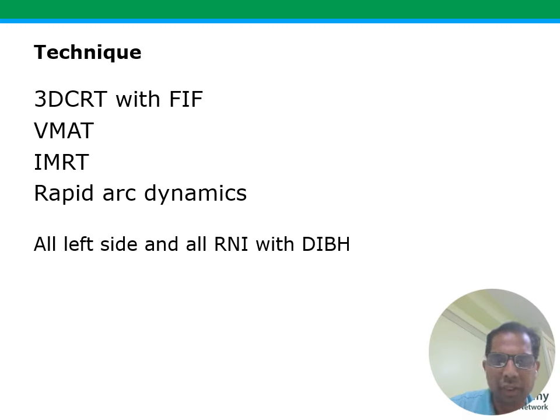Technique could be 3D conformal radiation therapy with field within the field, VMAT, IMRT, or RapidArc dynamics. Some of the quality metrics are more relevant to VMAT, IMRT, or RapidArc dynamics, but irrespective, they could be used for any technique. And in our own practice, for all left-sided breast cancer and all patients who get regional node, irrespective of left or right, get DIBH to decrease dose to heart and also to decrease the dose to the lung. And the reason why the lung becomes important is because many of these patients now get TDM1, Pembro as part of neoadjuvant and adjuvant treatment. They all can cause pneumonitis, and we want to reduce the risk in whatever way we can.